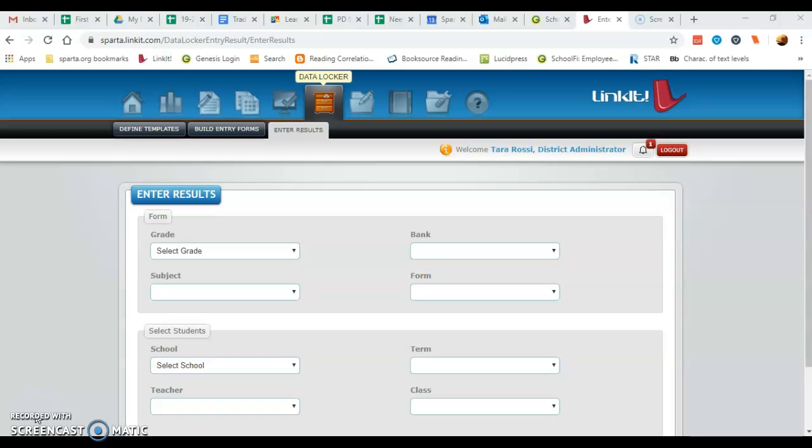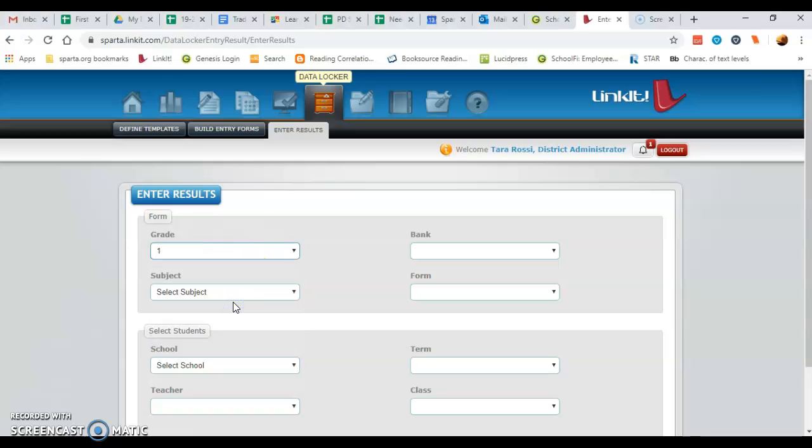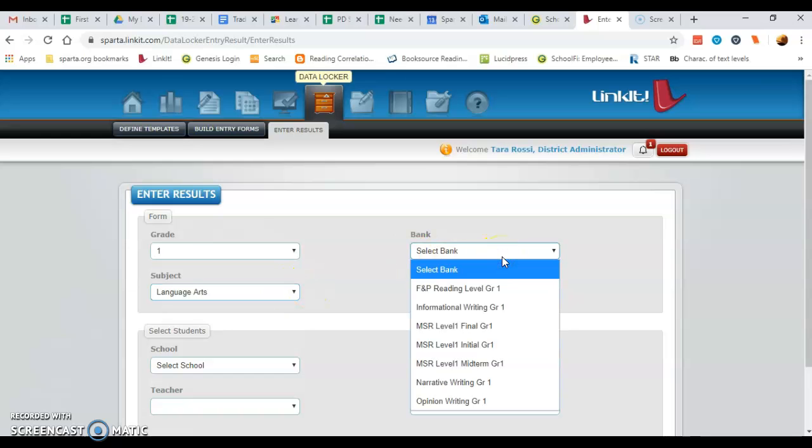So the first thing that you're going to do is sign into LinkIt and access Data Locker. Once you're inside Data Locker, you want to select your grade level. So I'm going to model this with first grade. You're then going to select the subject area. So a writing assignment falls under language arts, of course. You're then going to select the bank.